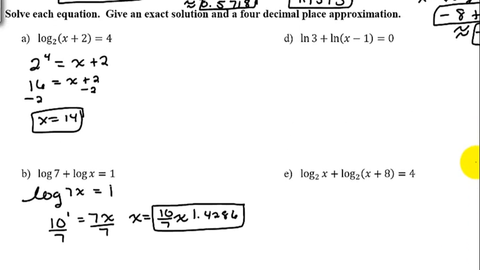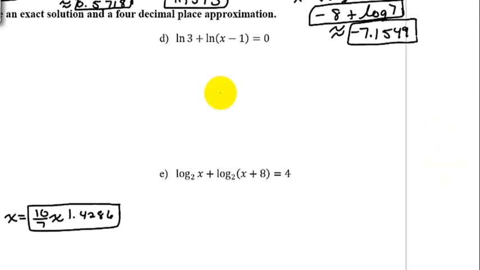And that is actually not rounded, that's actually an exact decimal as well. Okay, back up to example D. Natural log of 3 plus the natural log of x minus 1 is equal to 0. Again, we need a single log, so rewrite this. Addition becomes multiplication. So this is the natural log of 3 times x minus 1 is equal to 0. And then we're going to rewrite this.